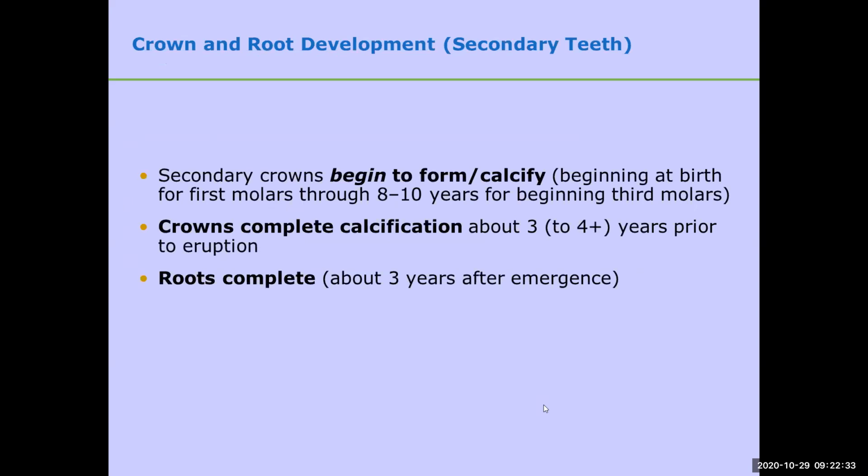The secondary crowns, the permanent crowns, begin to form and calcify at birth, okay? From the mandibular anteriors and first molars through 8 to 10 years of age for the third molars. The crowns complete calcification at about 3 to 4 years prior to eruption. And the roots are completed 2 to 3 years after emergence. Okay, so it's usually about 2 years.